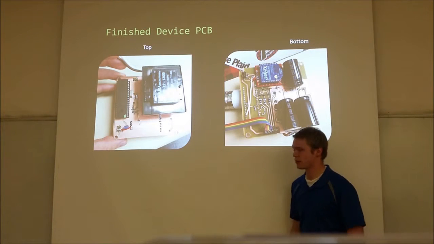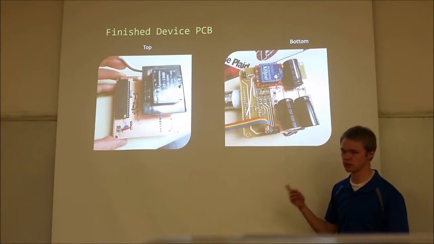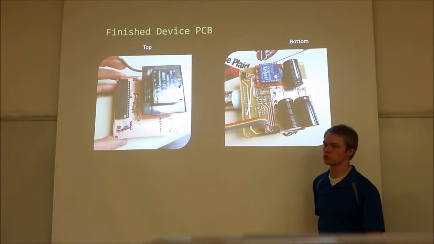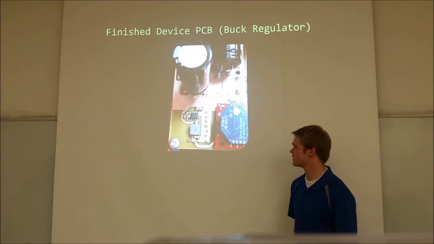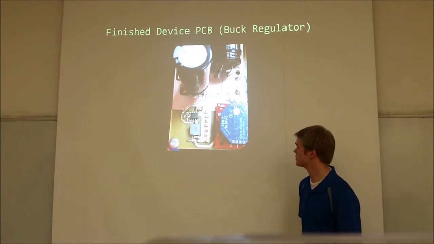The motors also operate similarly. When the pulse width is wide, one of the motors spins one direction. When it's narrow, it spins the other direction. The other motor, the angle is based on what pulse width we have. So this is the buck regulator on the top side of the device PCB.